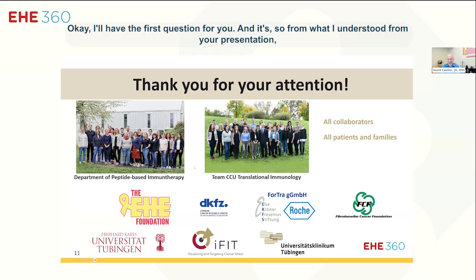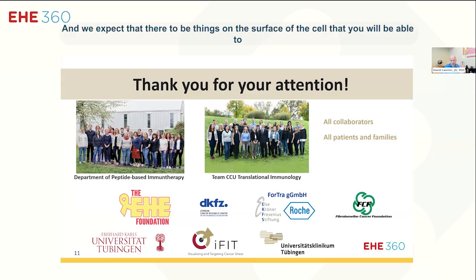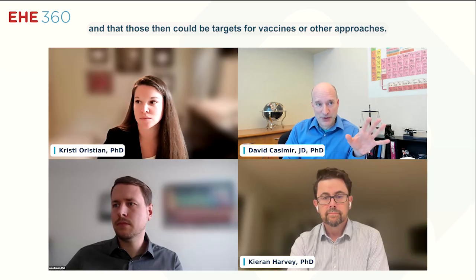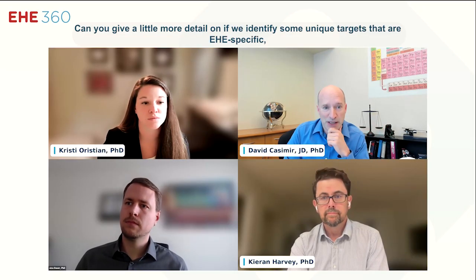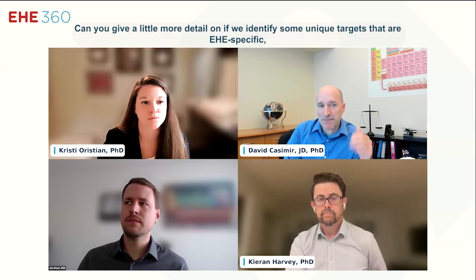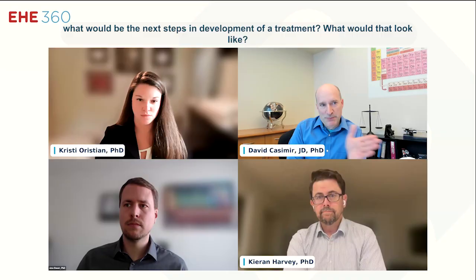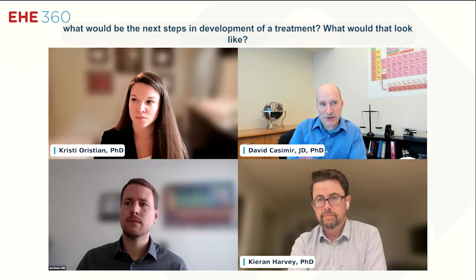I'll have the first question for you. From what I understood from your presentation, the EHE tumor cells, for whatever reason, are going to look different than the non-tumor cells. And we expect there to be things on the surface of the cell that you will be able to potentially identify that will say this is an EHE tumor cell and not a normal cell, and that those then could be targets for vaccines or other approaches. Can you give a little more detail on, if we identify some unique targets that are EHE specific, what would be the next steps in development of a treatment? What would that look like?